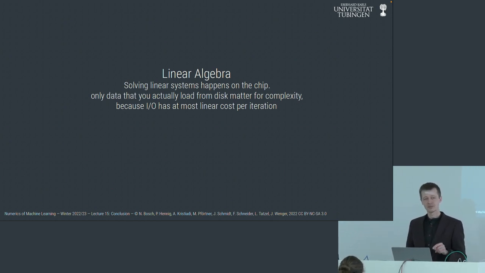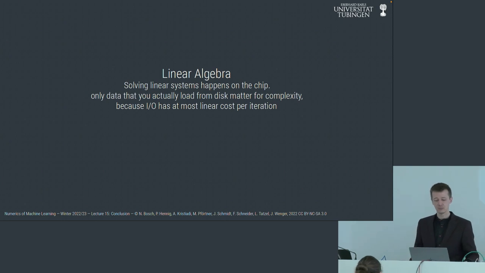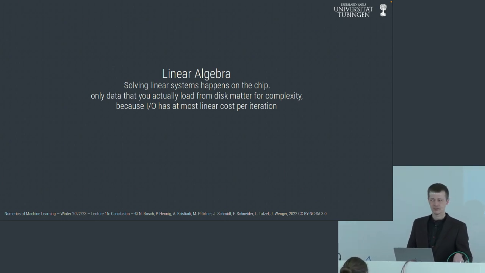Why? Because reading through the data set once costs linear much in the size of the data set. And picking bits of the data set out, of course, costs less than linear time. So all the stuff that's expensive in linear algebra has nothing to do with reading data. It has to do with what you do with the numbers you've read from disk on your chip. And that's relevant because we don't actually always have to load the entire data set.